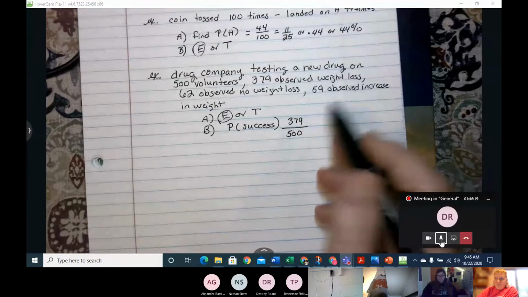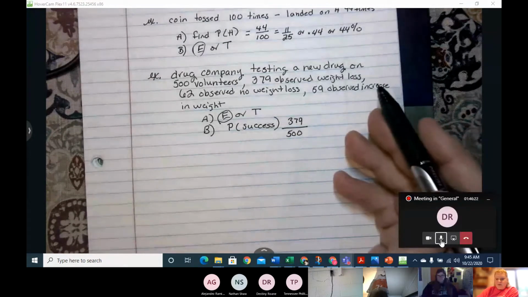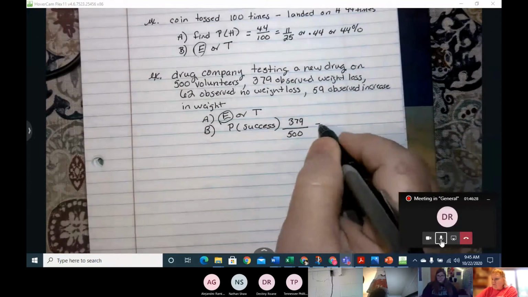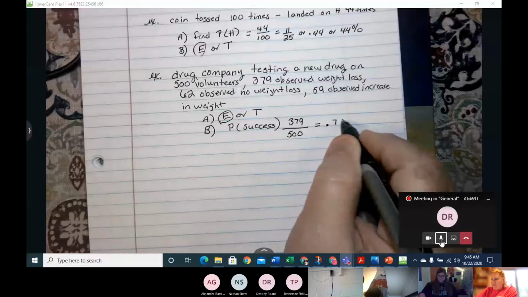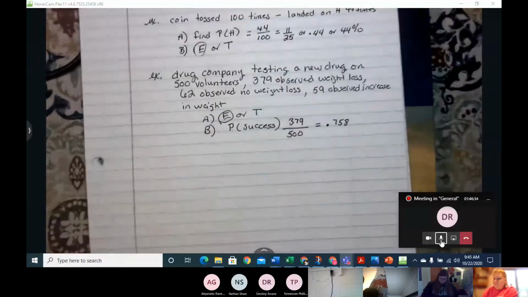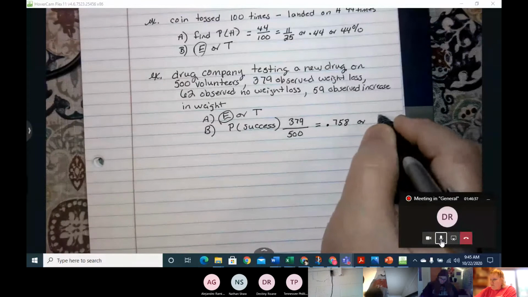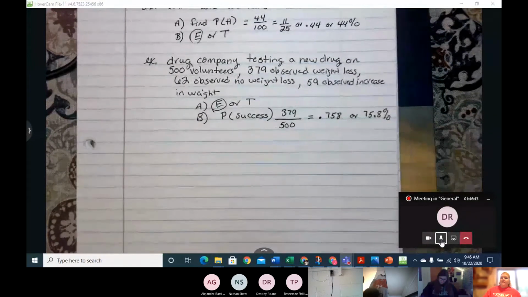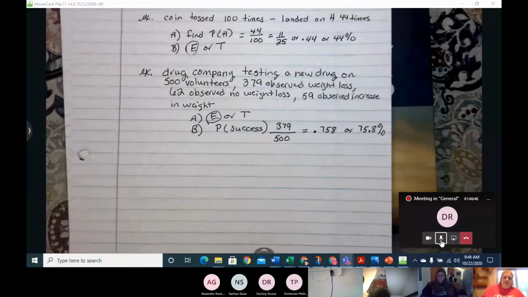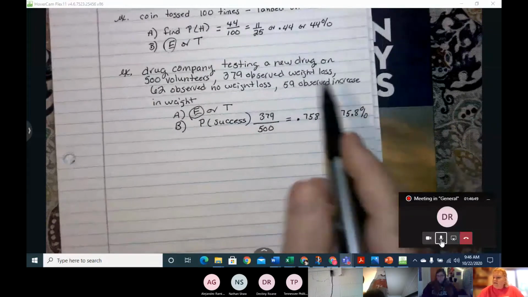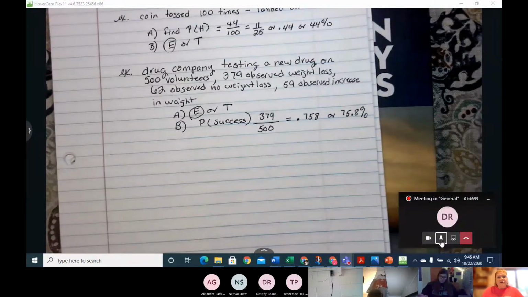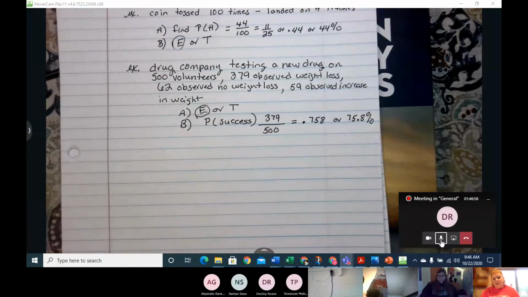How do I reduce that? Or how do I change that to a decimal? I divide it to change it to a decimal, which would be 0.758. As a percent, that would be 75.8%. So if I wanted to know the success rate for this drug, it had a 75.8% success rate, which is pretty good. Not fantastic, but it is pretty good.